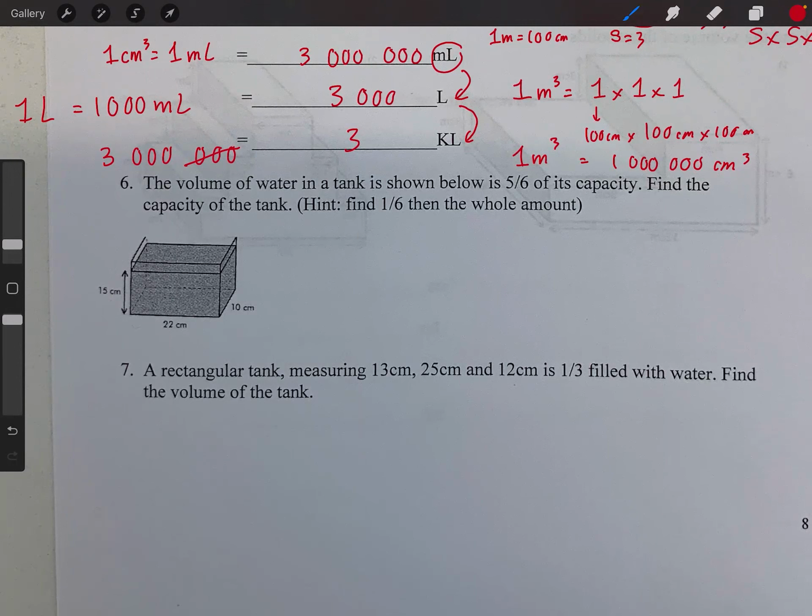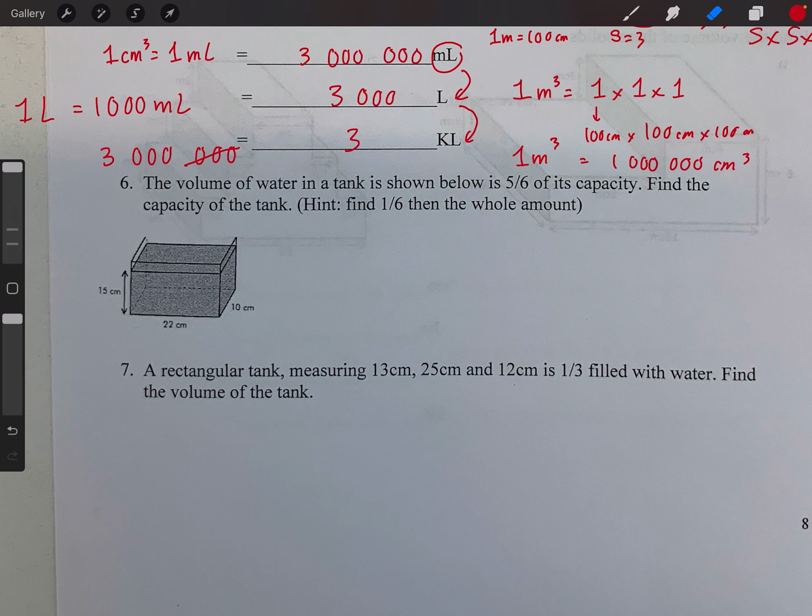Next one, the volume of water in the tank shown below is 5/6 of its capacity. So what it means is that the water here is only 5 out of 6 of the full tank. It's not full, because if it was full, it would be 6 out of 6. But now it's only 5 out of 6 parts. Okay, find the capacity of the tank.